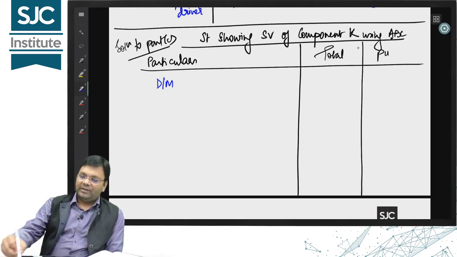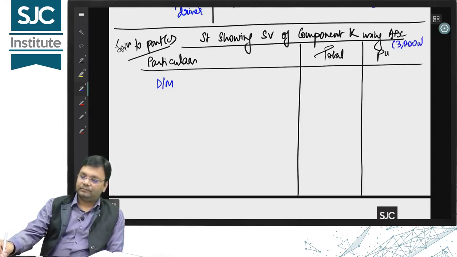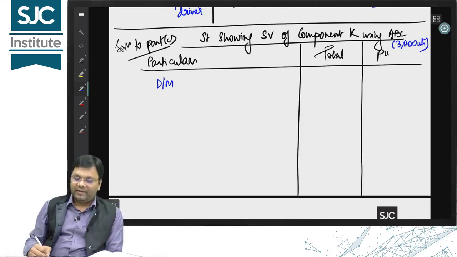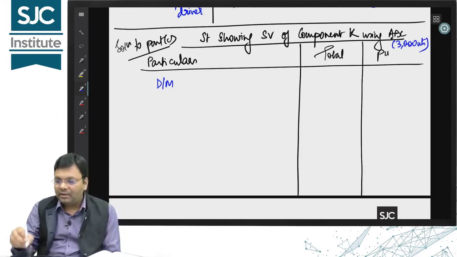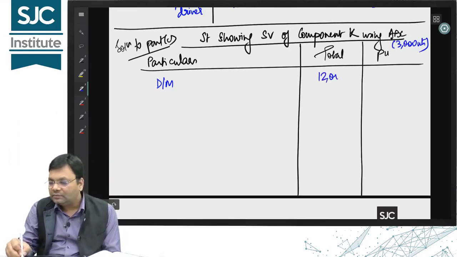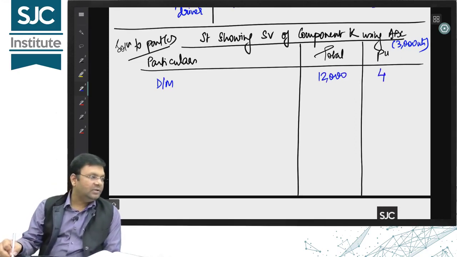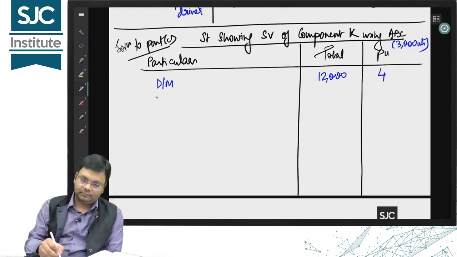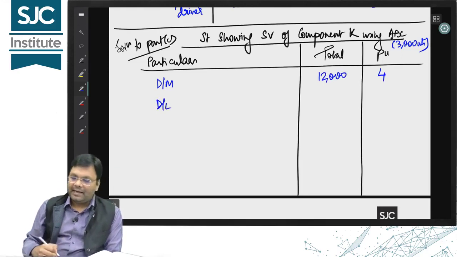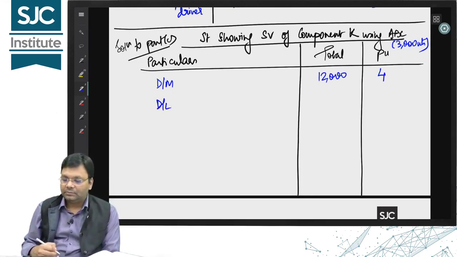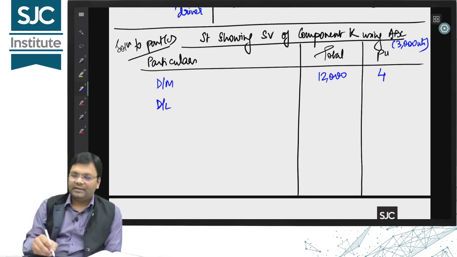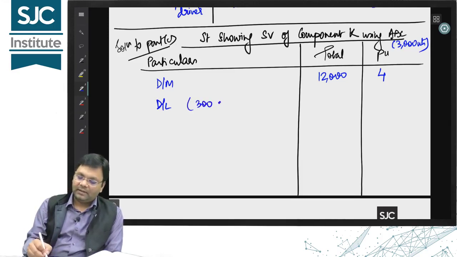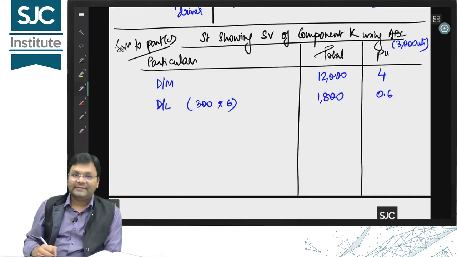So for component K, we are working for 3000 units, okay. For 1 quarter we are finding the quotation. Check direct material. It is 12,000. Divide by 3000 is 4. Direct labor. It is 300 hours. Rate would be same 6 rupees. So 1800 divided by 3000 is 0.6.